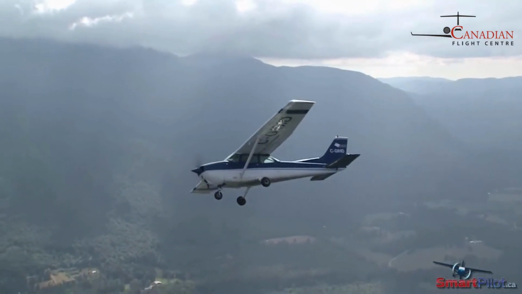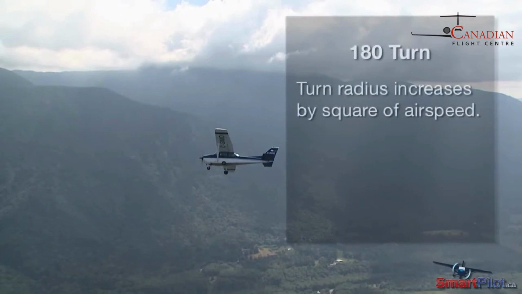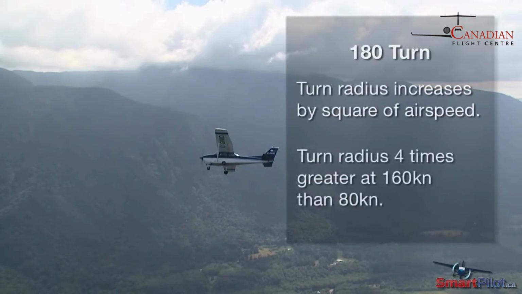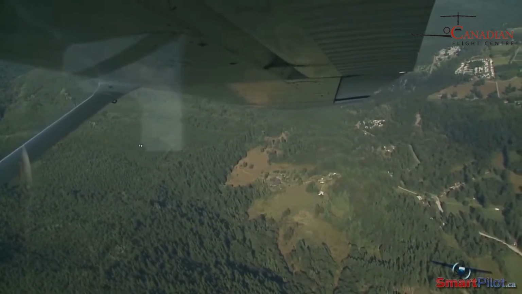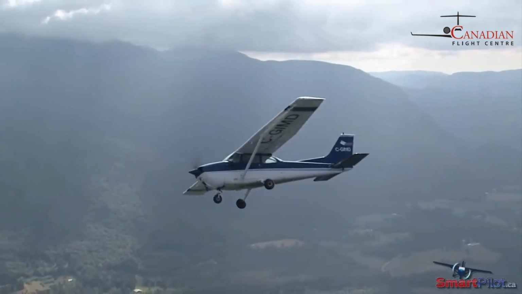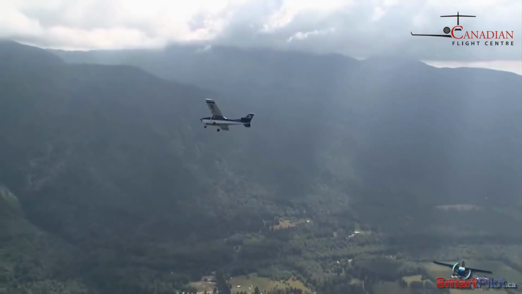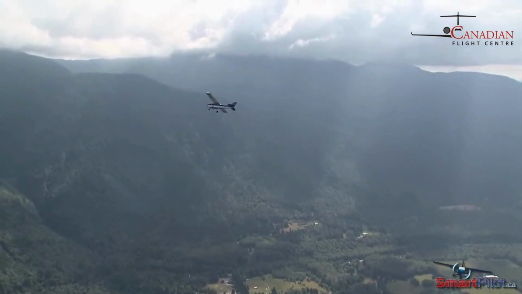There's a couple of principles that guide the 180 turn. The first is the radius of a turn increases by the square of the airspeed. That means your turn radius will be 4 times greater at 160 knots than at 80 knots. And the true airspeed will be somewhat higher than the indicated airspeed when flying at altitude. So it might come as a surprise to realize just how much more room is required to turn around at 8,000 feet than at 1,000 feet.